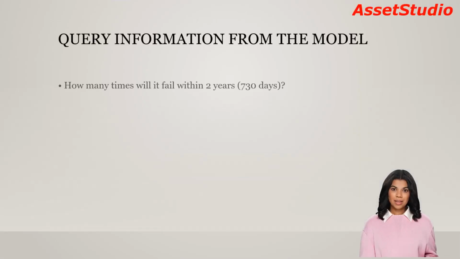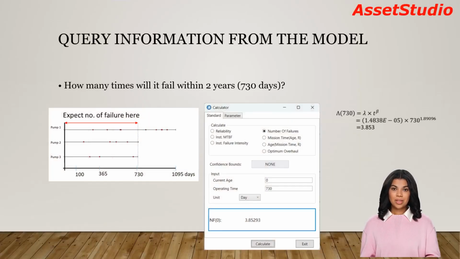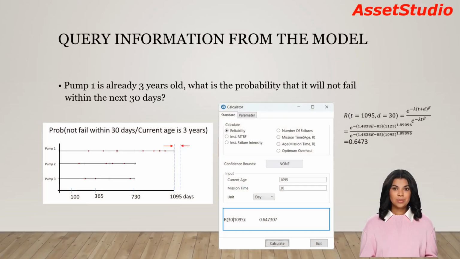Next, how many failures are anticipated within the first 2 years? We can use the calculator to obtain this information. The prediction indicates approximately 3.9 failures within the initial 2-year operational period. If Pump 1 is currently 3 years old, what's the probability of it not failing within the next 30 days? Upon querying the model using the calculator, the reliability of Pump 1 operating for 30 days is estimated at 65%.